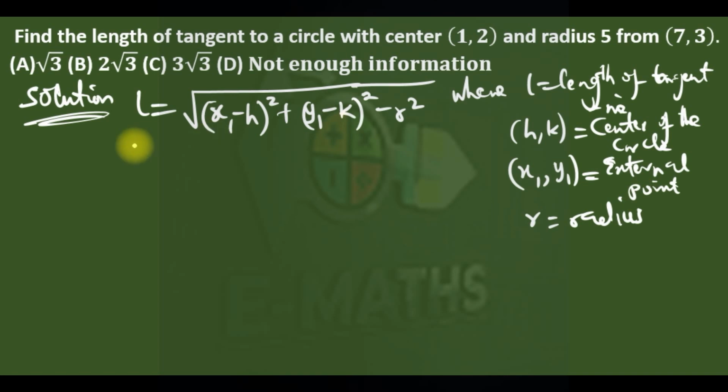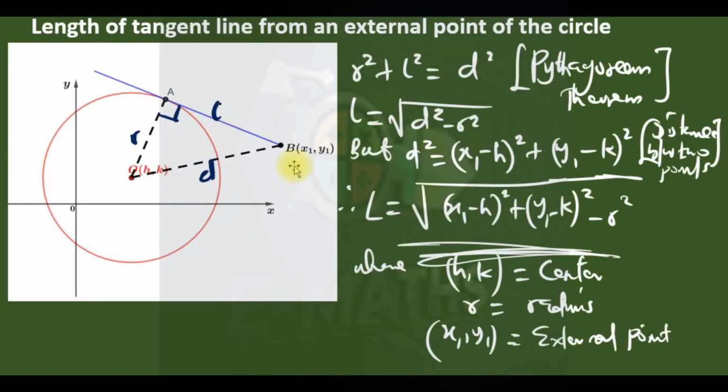So let's substitute. We've proved that. See the diagram. You can see the external point. From the Pythagorean theorem, we have to get L, which is the length of the tangent line. This is the radius, this is the center. So D, using the distance formula, you see that d squared is this. And from the Pythagorean theorem, if you sum the square of the radius and the length, we get the distance squared. So making the length the subject of the formula, we use the square root of d squared minus r squared. We substitute d squared using the distance formula. That's how we got it.